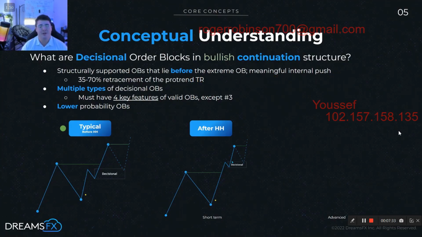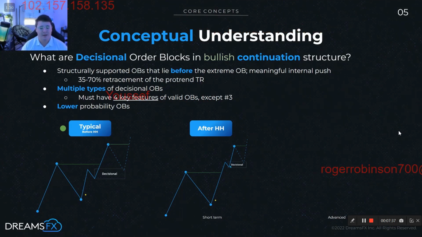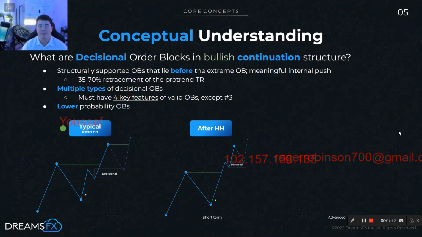Price then makes a small retracement and then makes a second push. Now, you might ask, well, Griffin, isn't this structure a new high, higher low, higher high? Yes, it is, but not on this time frame. That is going to be internal structure to this bullish push that we see.